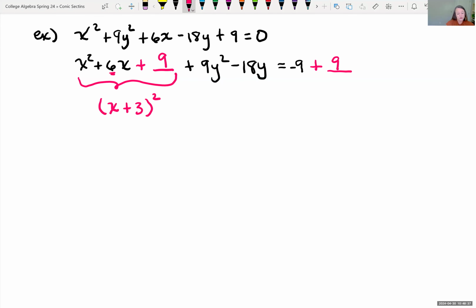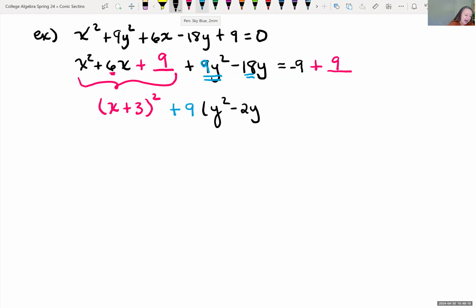Recall, in order to complete the square, that coefficient in front of the square had to be 1. Before in the past, when we were dealing with circles, we could divide every term by that number. But if I did that, that would make the coefficient in front of my x squared not 1 anymore. So I need to manipulate this. We're going to factor that coefficient of 9 out of both of the y terms. So if I pull out a positive 9 from my y terms, I'm left with y squared minus 2y.